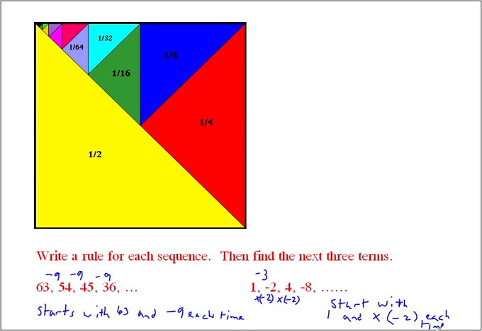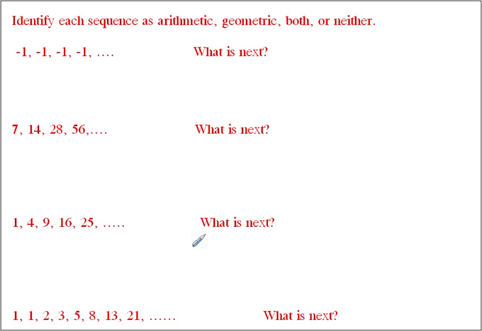And so we could do this forever, and we would keep on going and going, and we'd know what the next term would be. So another part of your homework is going to be identifying these based on arithmetic, geometric, both, or neither. This one here, kind of odd, is just negative 1, negative 1, negative 1, negative 1. So what's going to be the next one? Well, it's going to be negative 1, and so on.